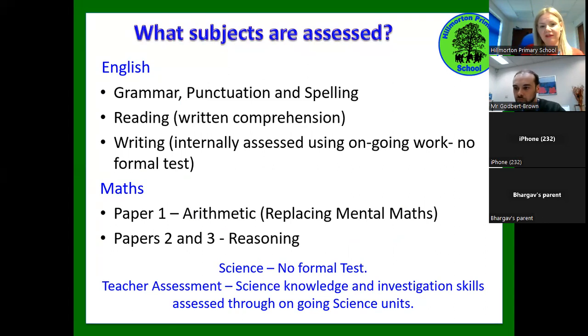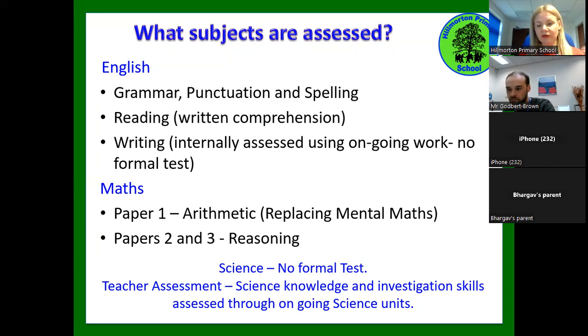Writing is assessed, but as Mr. Godbert Brown said, it's assessed internally. There is no exam, there's no written formal timed assessment for writing. It's assessed using their ongoing work. So we assess it internally, looking at their books, looking at the different styles and pieces of writing that they've done across the year.